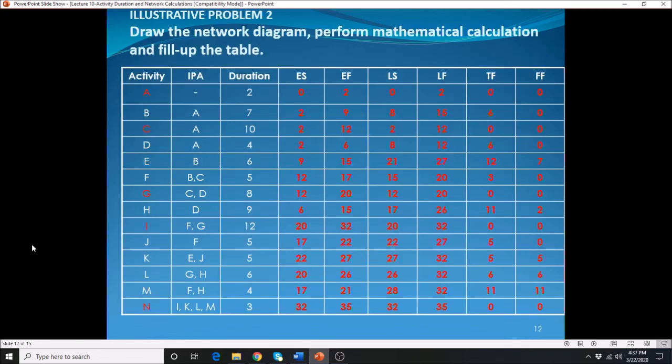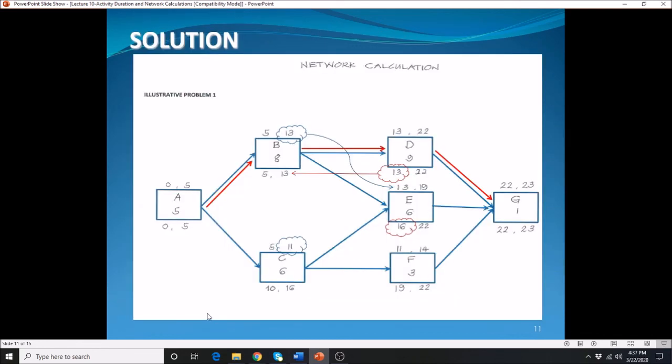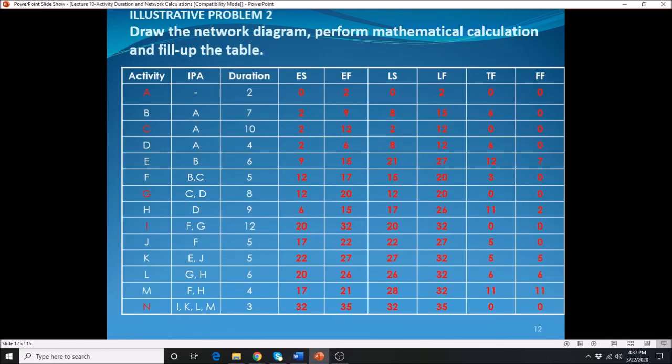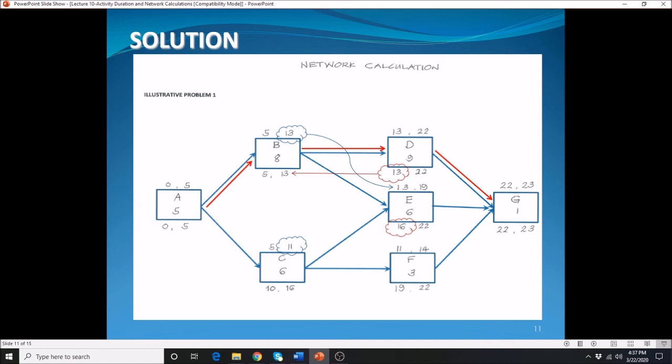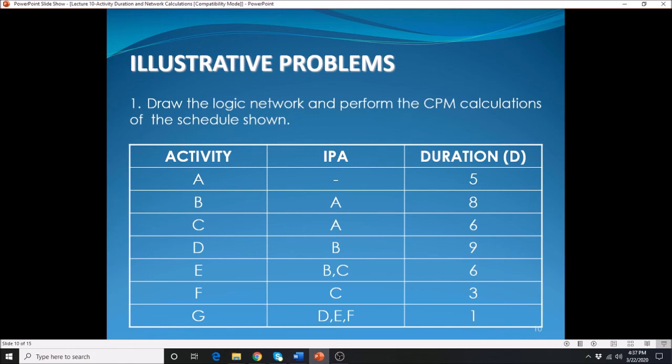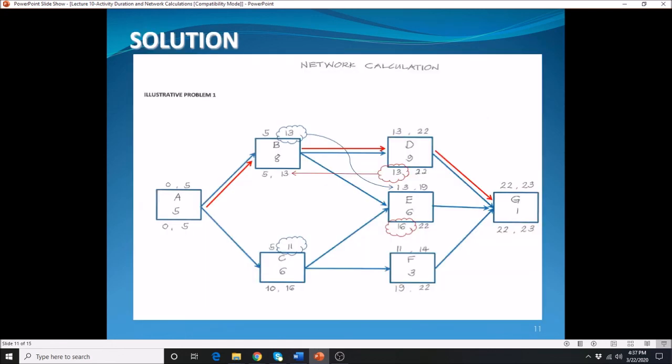Take a look at the table. So here, your activity A, C, G, I, and N are all, that's problem number 2. Where is our problem? Okay, it didn't ask us to calculate them. In the problem, you're just asked to draw the logic network and the critical path. But anyway, as we move on to problem number 2, that's how you are going to calculate them.